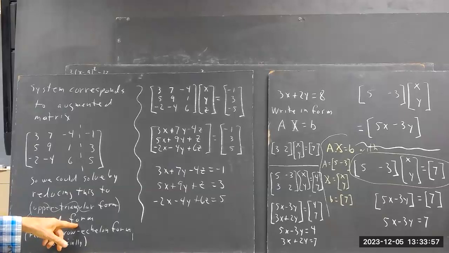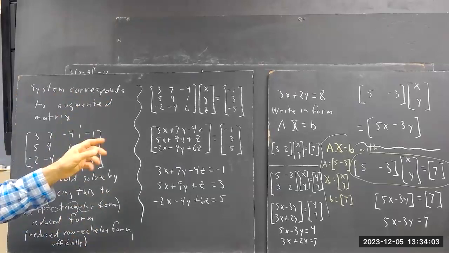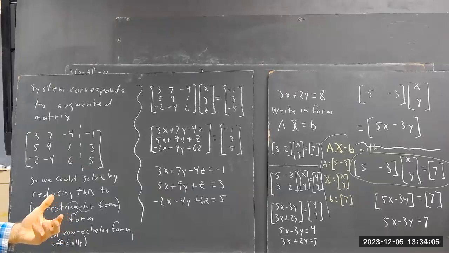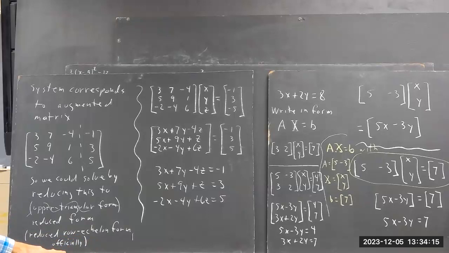Reduced form. Does that ring a bell? I talked about reducing the matrix, right? You reduce it till you got ones and zeros. Your text and Open Math will also talk about reduced row echelon form. And that's the official name for what you get when you're done reducing the matrix, like we did last week.